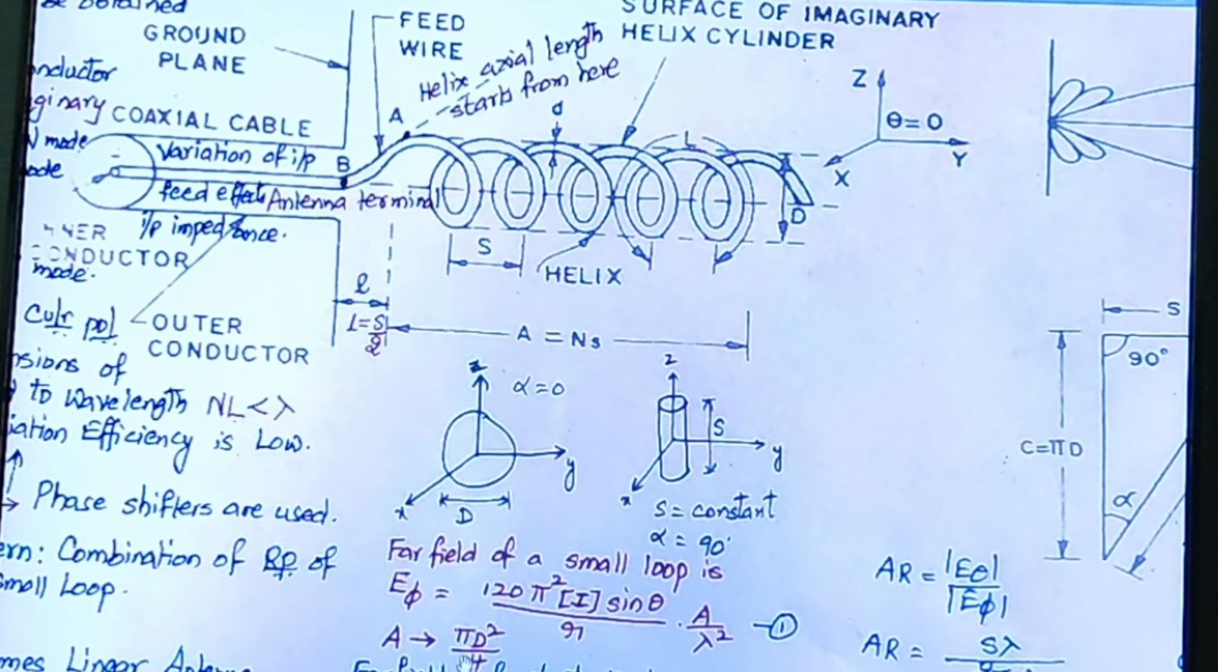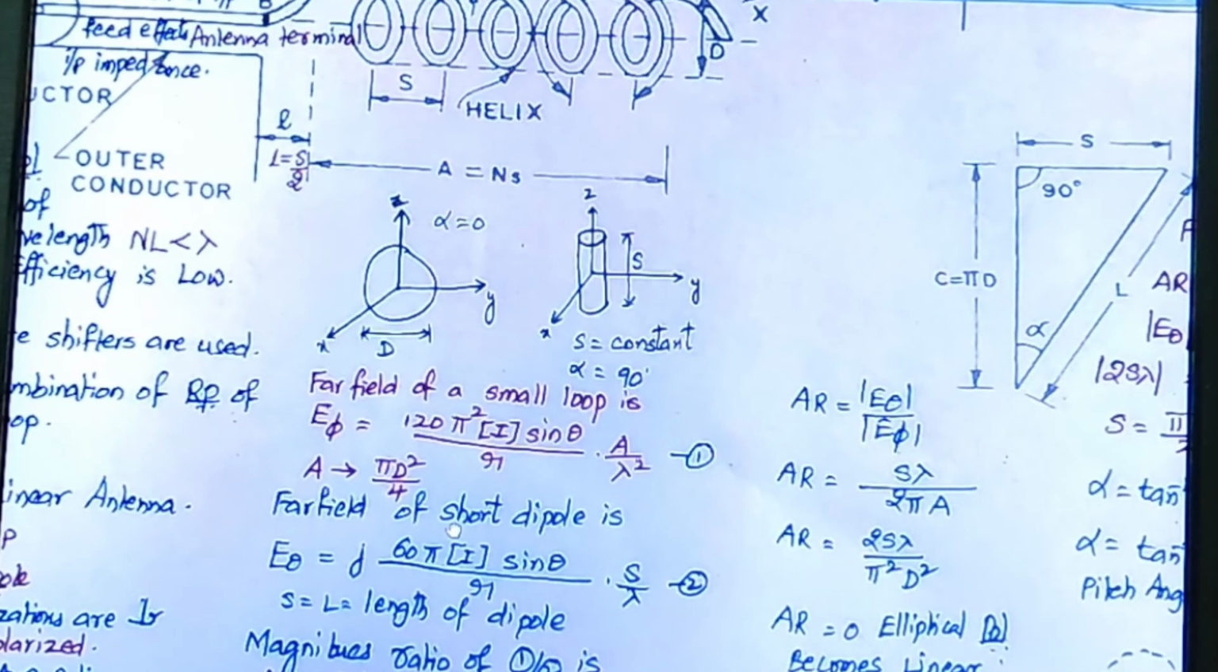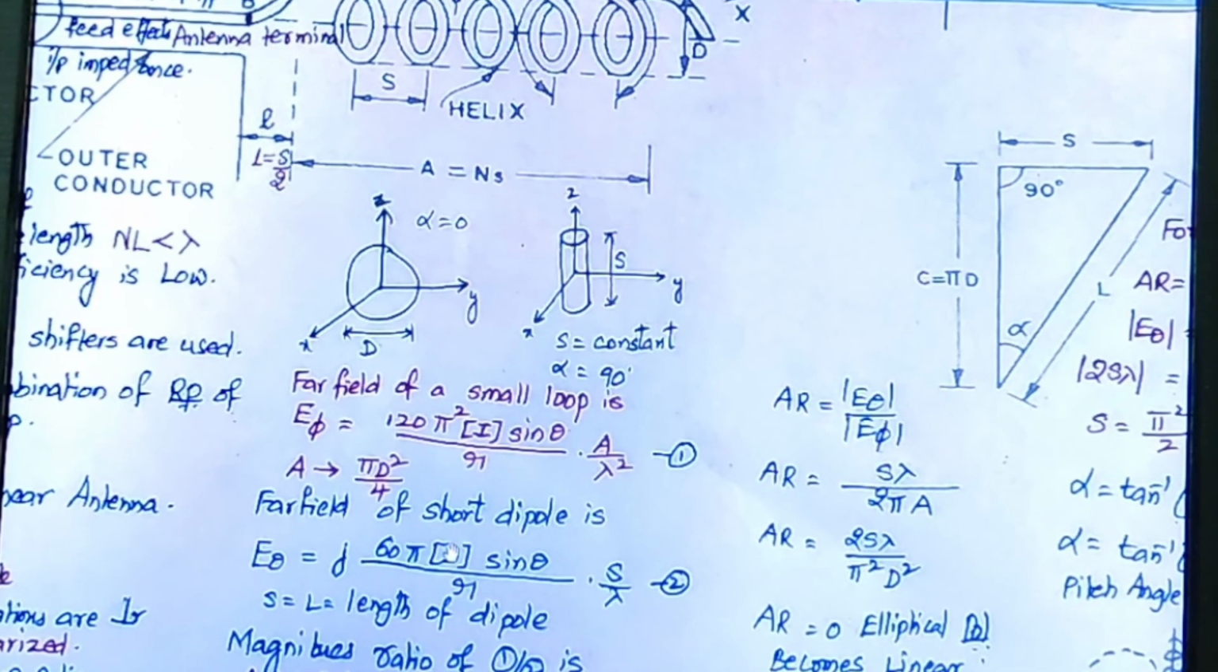Now the far field of a small loop antenna is, as from the electromagnetic waves and transmission line subject basic fundamentals of a loop antenna, we know the electric field strength in the phi direction, E phi, is equal to 120 pi squared I sin theta divided by R, times A divided by lambda squared. Let it be the first equation, where A here is the area. Let us take that the area here is pi d squared by 4.